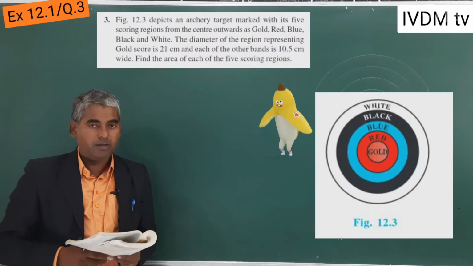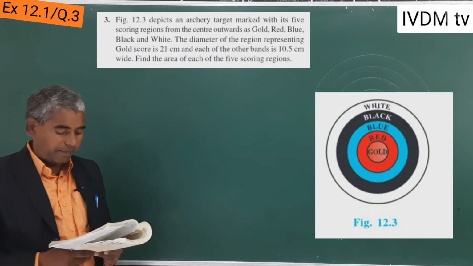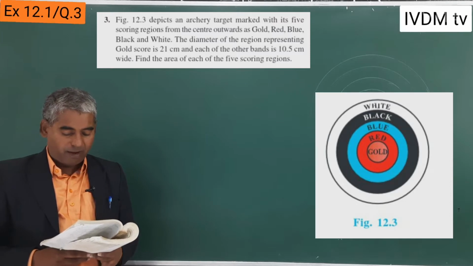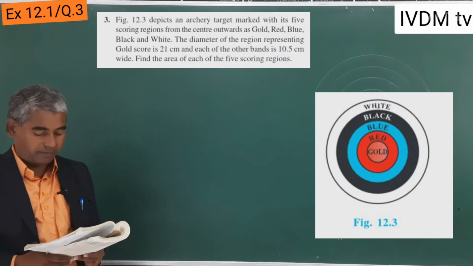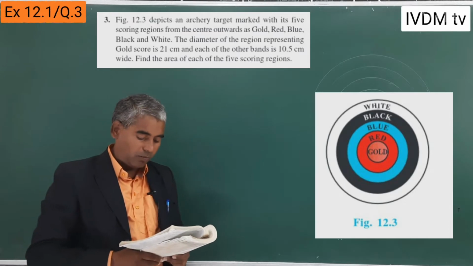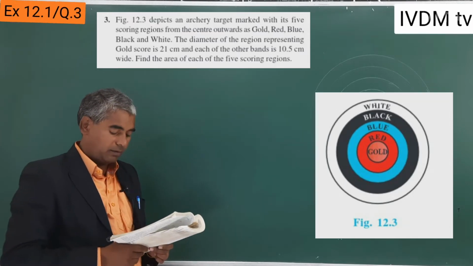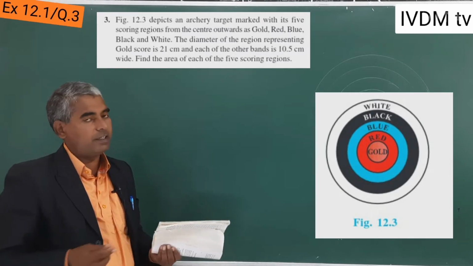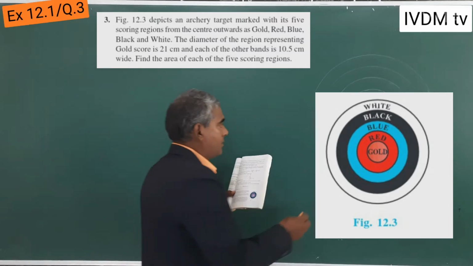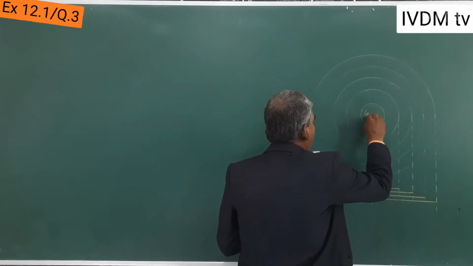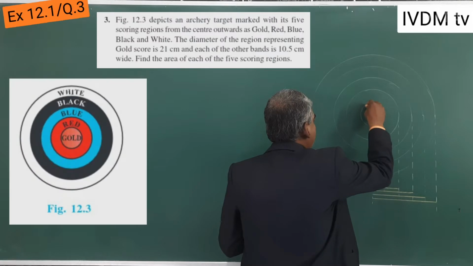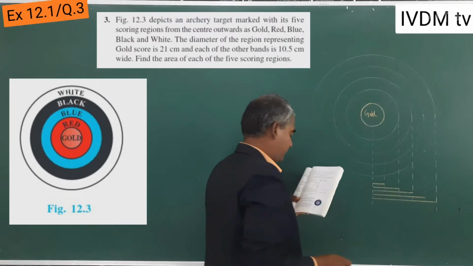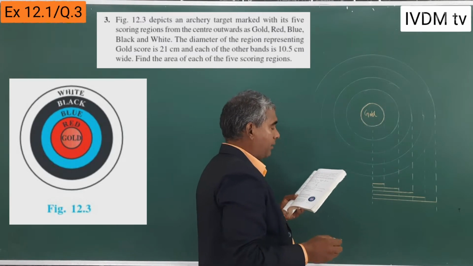The figure given depicts an archery target marked with its 5 scoring regions from the center outwards as gold, red, blue, black and white. The figure is made from the center. The center is a circle, gold. After that, red.